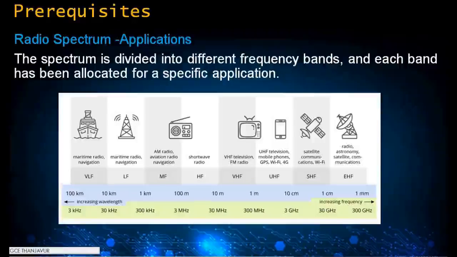For example, from 3 kHz to 30 kHz, it is for radio navigation, and from 300 kHz to 3 MHz, it is for AM radio, for example, All India Radio Tiruchirappalli Vanuli Nilayam. From 30 megahertz to 300 megahertz it is for FM radio, for example 100.5 Kodai Panbalai, and from 300 megahertz to 3 gigahertz it is for the application of 2G, 3G, 4G and GPS, and from 3 gigahertz to 30 gigahertz it is for satellite communication and Wi-Fi communications.